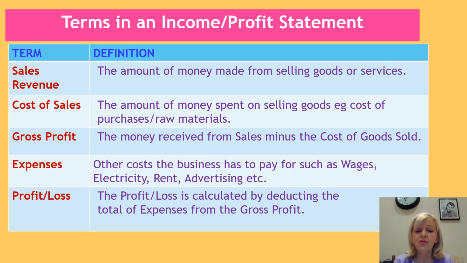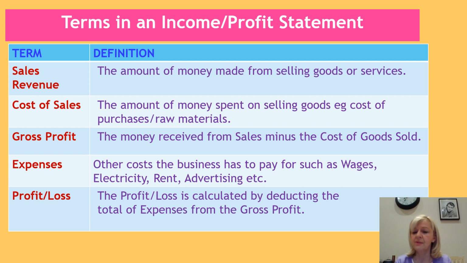This slide is giving you the main terminology that's used in income and profit statements. Some will be familiar and some will be new. The first one is sales revenue, or sales as it's sometimes called, which is basically just the amount of money that a business makes from the selling of their goods and services. The next term is a new term. It's called cost of sales. The cost of sales is basically the total cost of purchases or raw materials, and that could include delivery charges and things like that. So the cost of sales, you take that away from your sales, and that would give you what we call the gross profit.